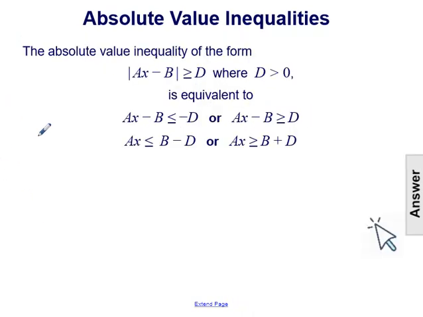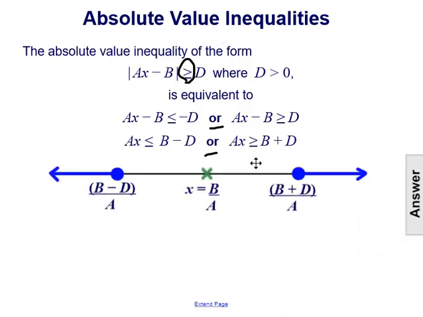Now let's look at not less than, but greater than the distance. We have the form the absolute value of ax minus b is greater than or equal to d, where d is greater than 0, is equivalent to or inequalities, where you have ax minus b is less than or equal to negative d, or ax minus b is greater than or equal to d, which if we keep simplifying, now we add d, we get ax is less than or equal to b minus d, or ax is greater than or equal to b plus d.